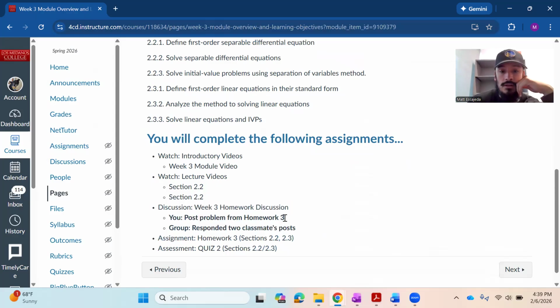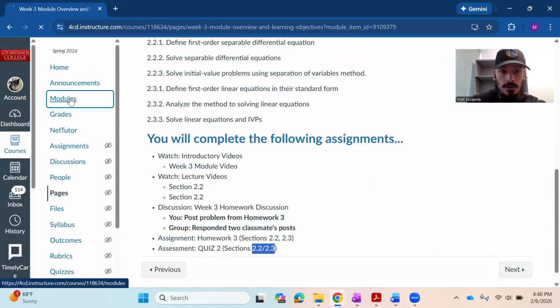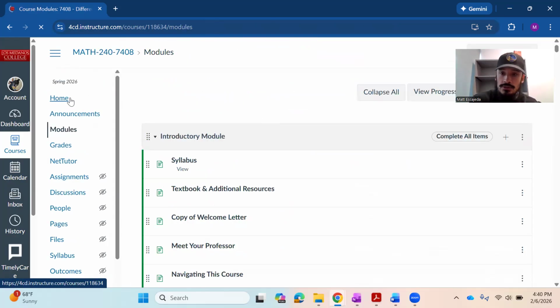Same thing, got the homework discussion. Make sure to work on that. Post a problem, respond to two others. And we got our usual homework three. So problems from section 2.2, 2.3 out of the book. And then we got our weekly quiz. Okay, so quiz two, and that'll be from sections 2.2 and 2.3. Okay, so that's what's going on this week.